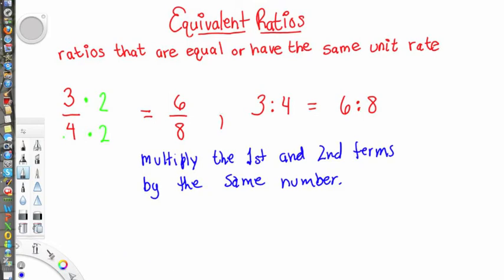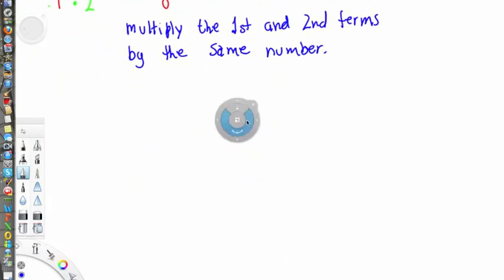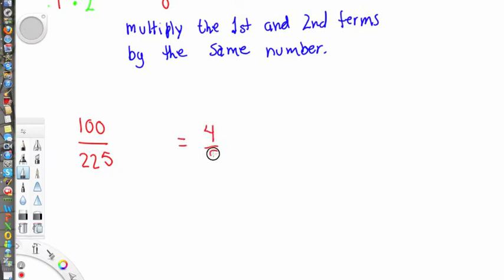Let's take a look at another sample. Let's slide this up a little bit. Okay, let's go back to red. Okay, let's take a look at another ratio. This time we're going to say 100 to 225 is equal to 4/9.